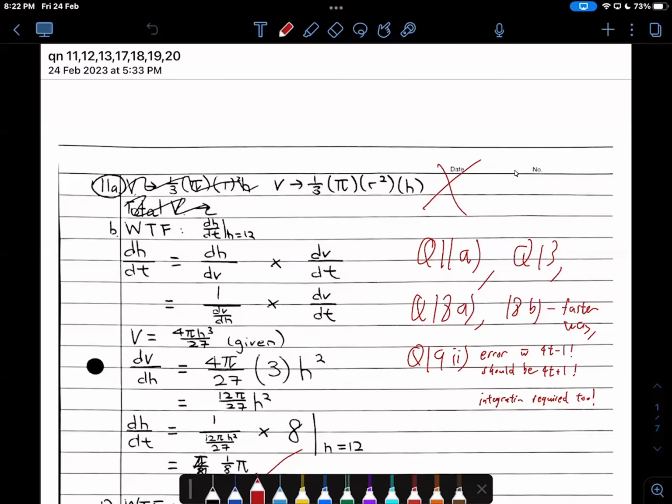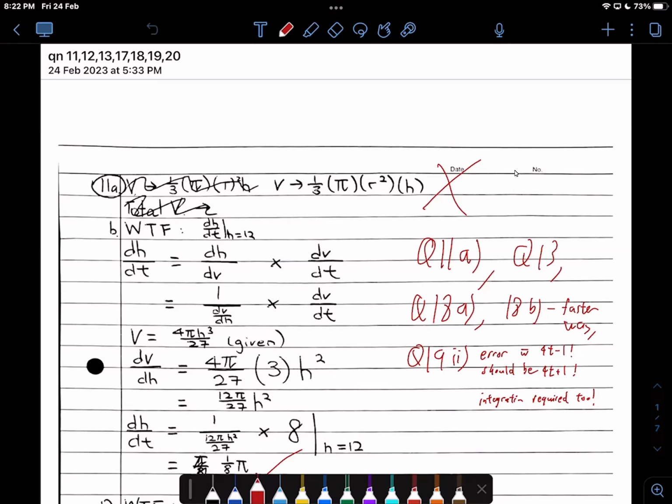Okay, so I just listed down the questions you got wrong: 11, 13, 18, and 19. There was a previous worksheet, right? But maybe I'll get to that later. I'll deal with these four questions first.